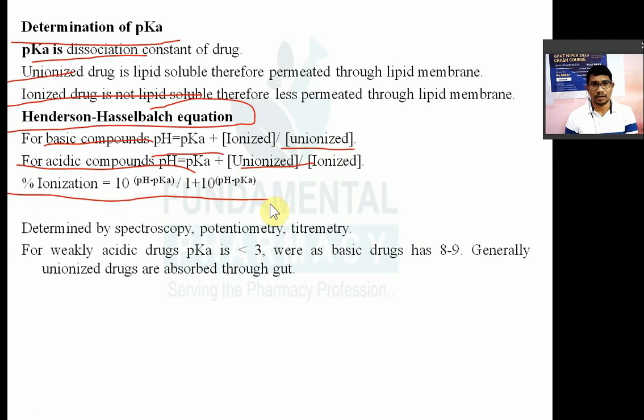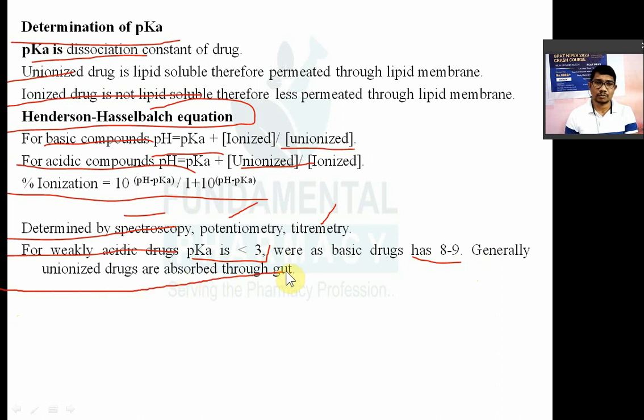Now pKa determination is done by different methods. There is the spectroscopic method, the potentiometric method, and the titrimetric method. There are three methods, and a question has come on this. For a weakly acidic drug, pKa is more than 3, whereas for a weakly basic drug it is 8 to 9. These drugs, weakly acidic and weakly basic, will remain unionized throughout the GIT and are absorbed throughout the GIT.